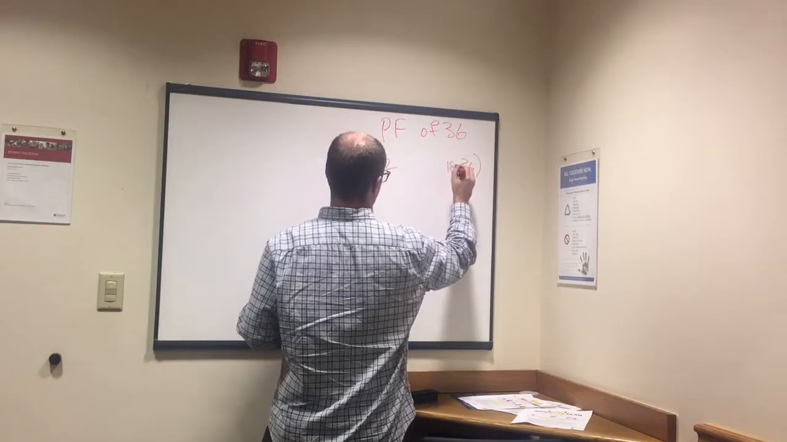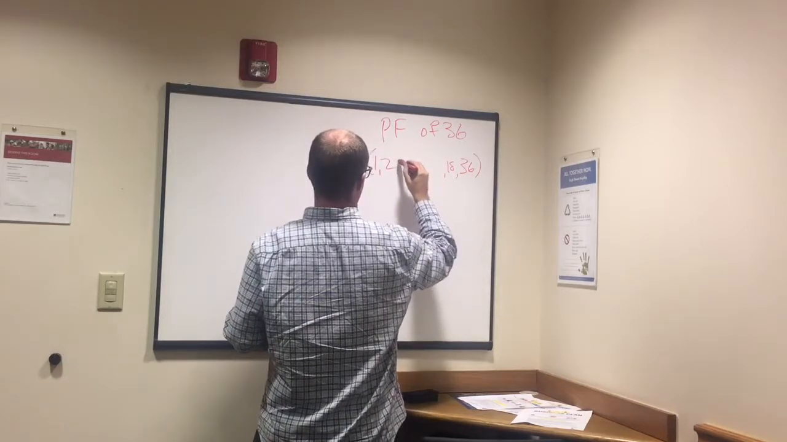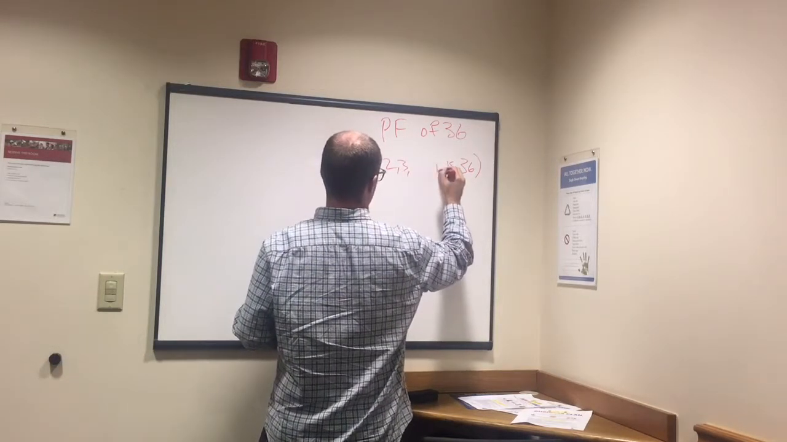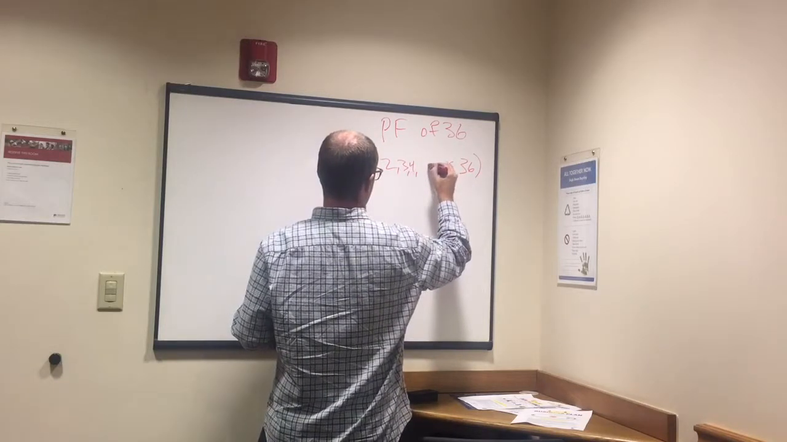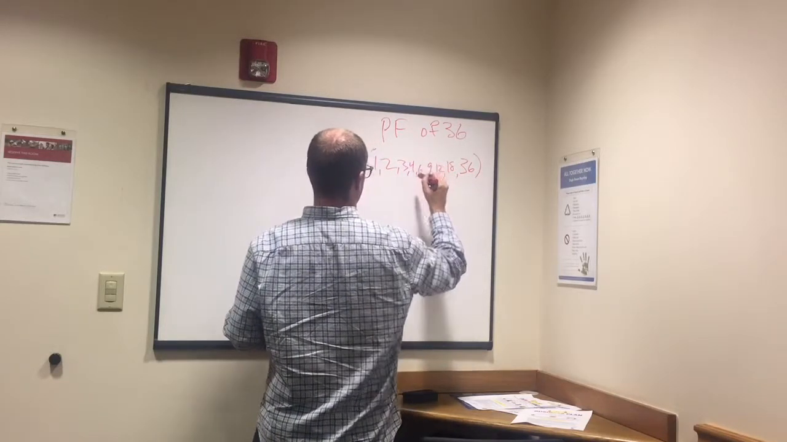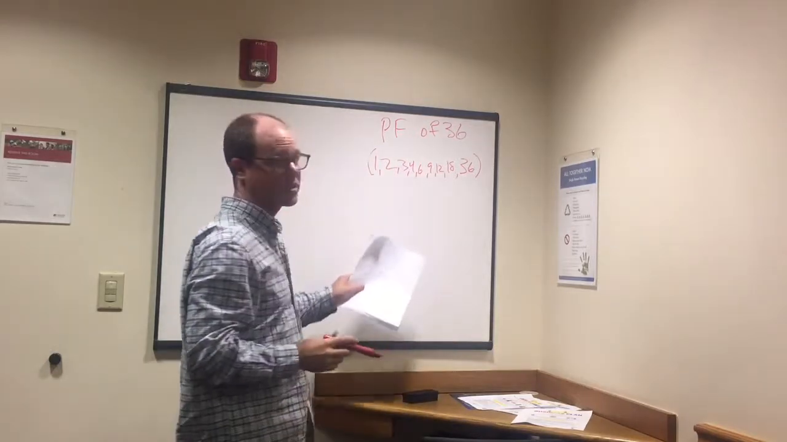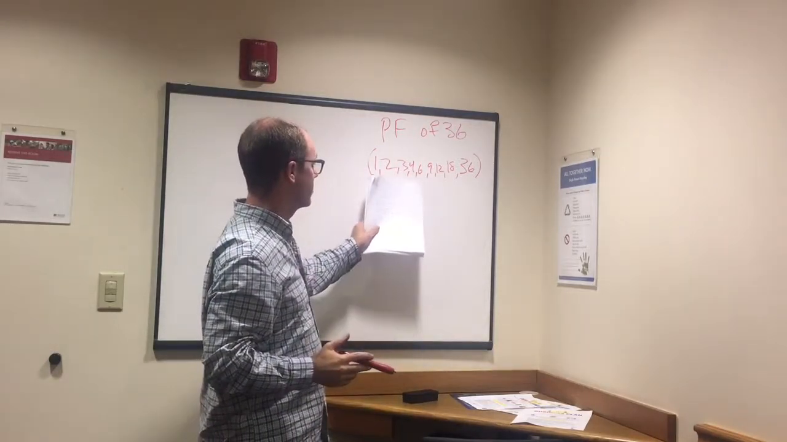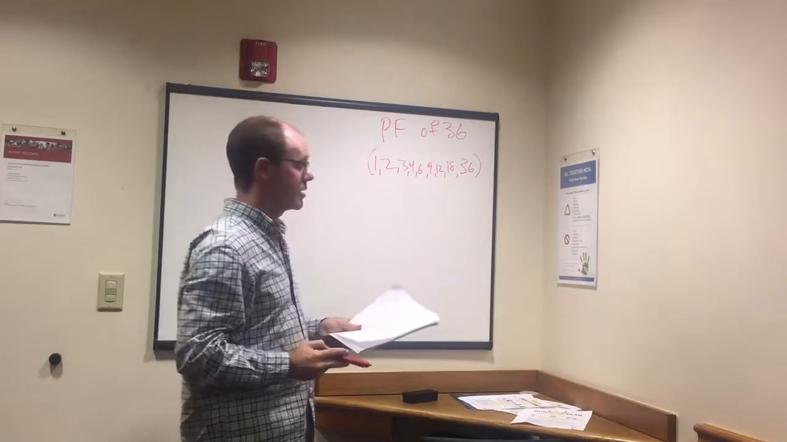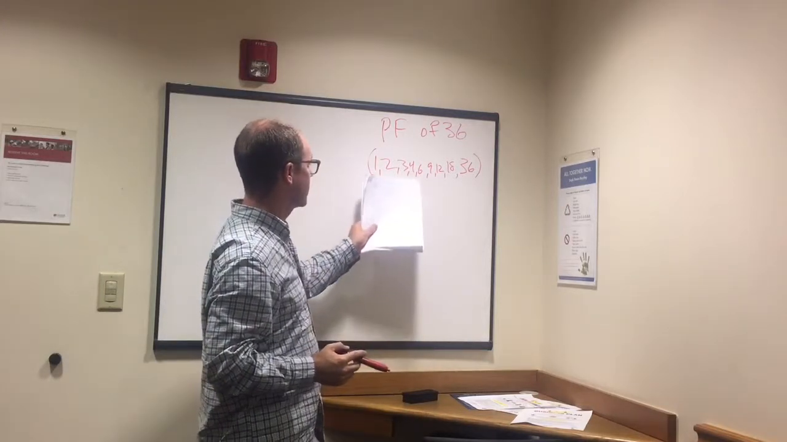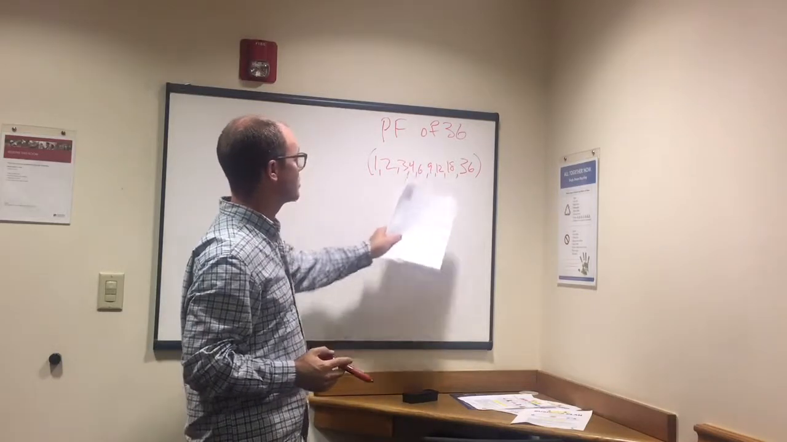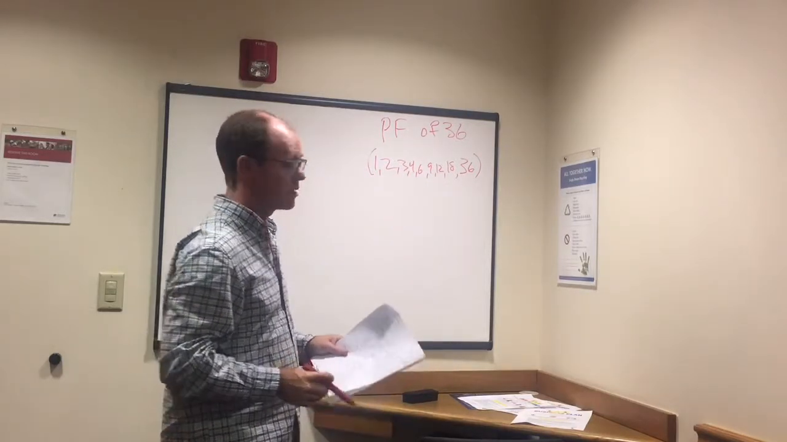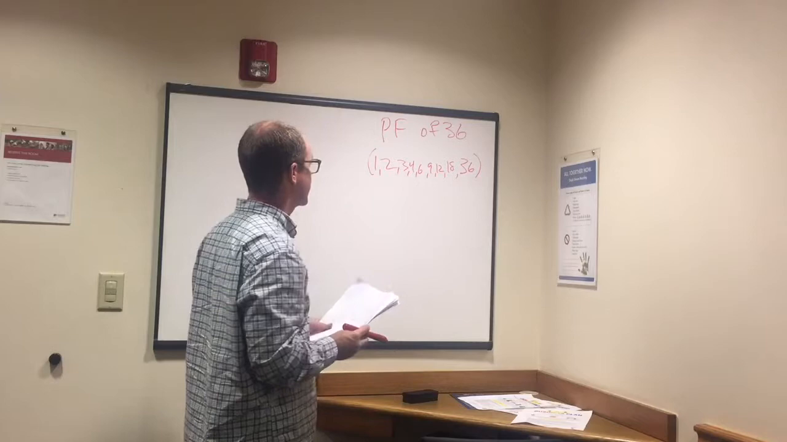2 and 18, 3 and 12, 4 and 9, and 6. 6 times 6 is 36. 4 times 9 is 36. 3 times 12 is 36. 2 times 18 is 36. All right, so those are all the factors of 36.